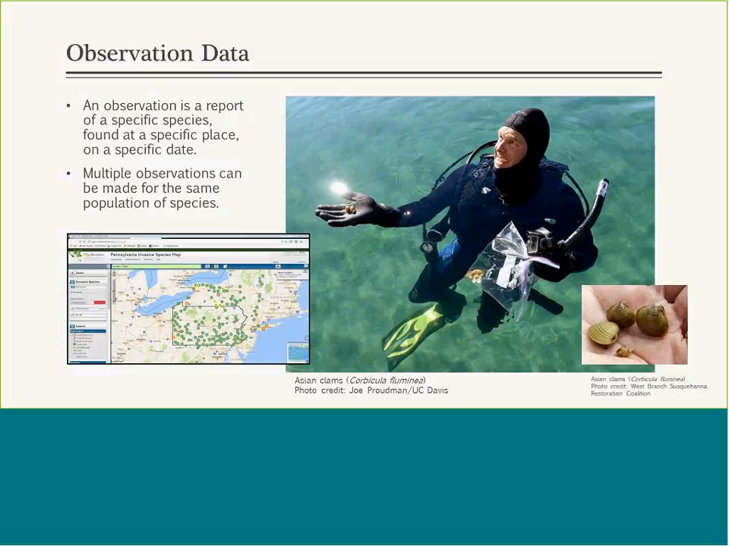So observation data is essentially a report of a specific species that's found at a certain place on a specific date. And multiple observations can be made for the same population of species. That all depends on your purposes. So if you're out and you find, like in the example here, Asian clam, and you only want to document one observation for a large population, that's fine. But if you have a need to report that you found 5 or even more Asian clams, then you can go ahead and document 5 observations. It all kind of depends on what makes the most sense for you to do, depending on how you'd like to track the information.